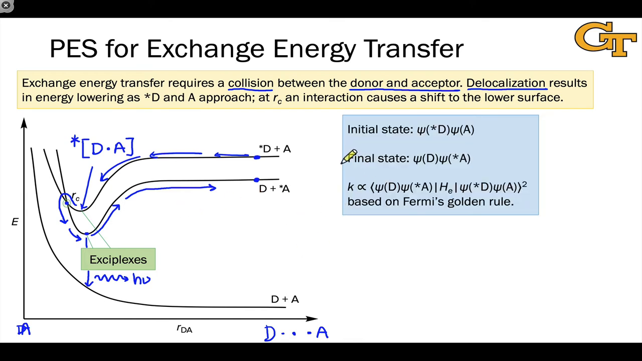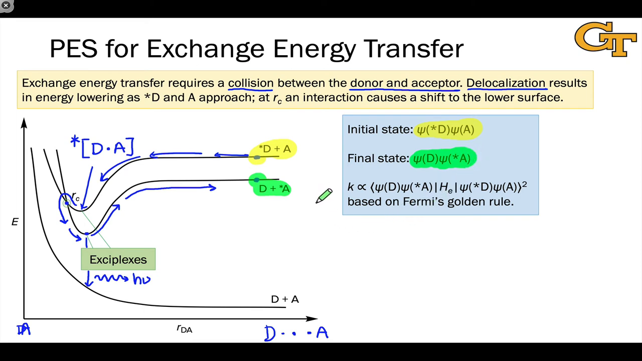Quantum mechanically, we can represent Dexter energy transfer as a shift from an initial wave function where the excitation energy is completely localized on D, psi D star psi A, and that's represented on the potential energy surface diagram by this representative point right here, to a final state where the excitation energy is localized on A. This was where it was on our potential energy surface diagram, and the wave function for that would be psi D, D in its ground state, times psi A star, with A in its excited state.